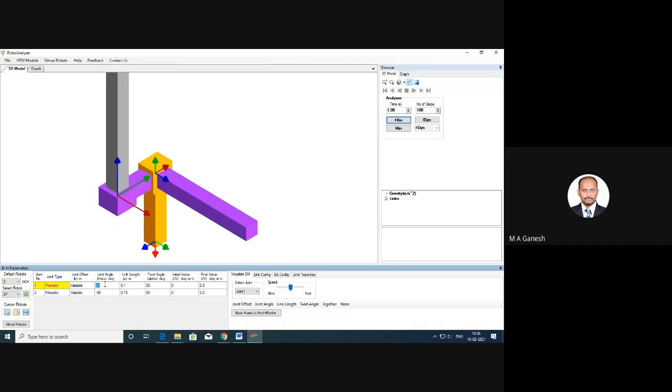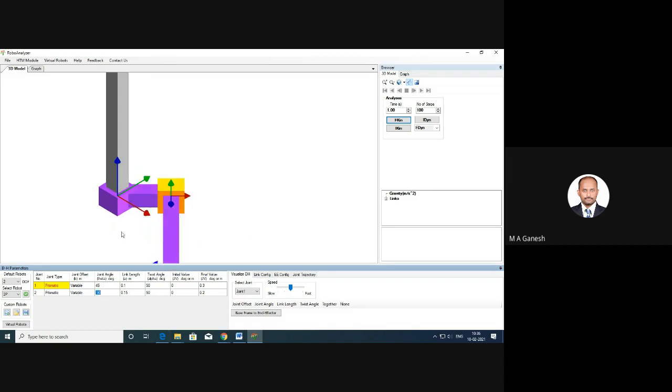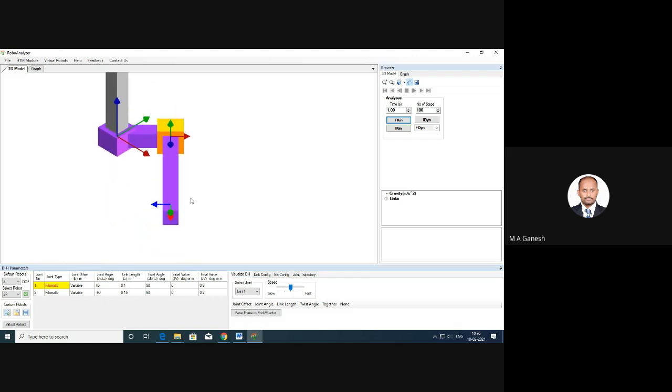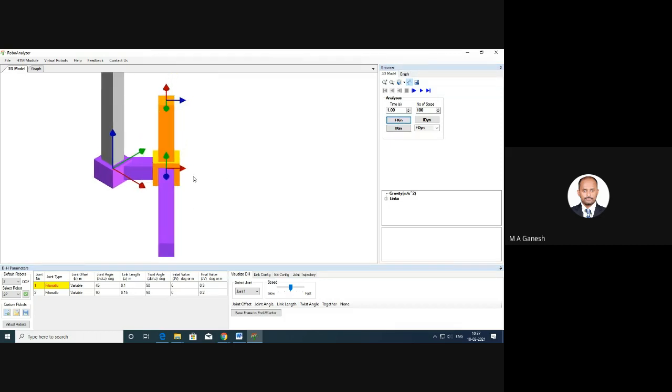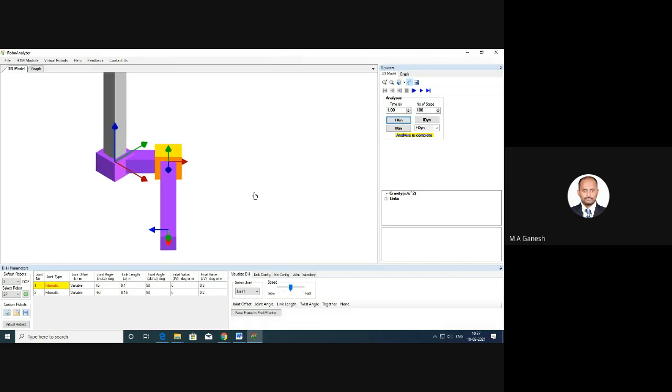Okay, when I change this to 45 degrees, there's a small change in angle. When I change the second joint angle, you cannot visualize because there is no third joint connected. Sorry, there is a link connected, so the second link obviously will get changed. When I change this to 90 degrees, you will get a change counterclockwise. So when I change to minus 90, you will get a change in clockwise direction.